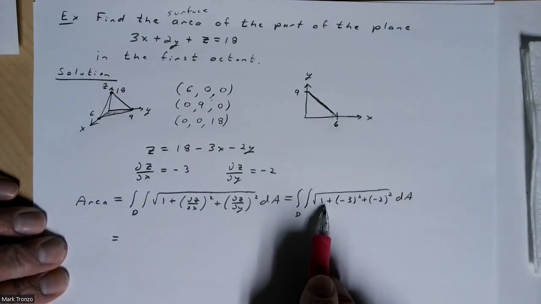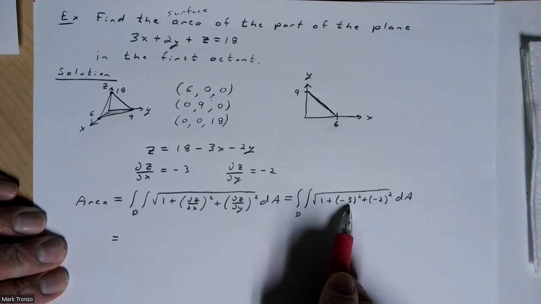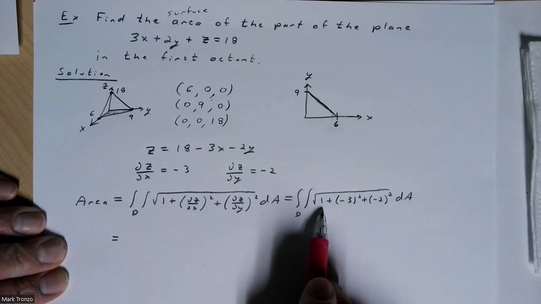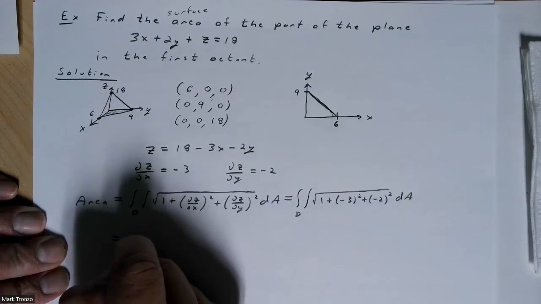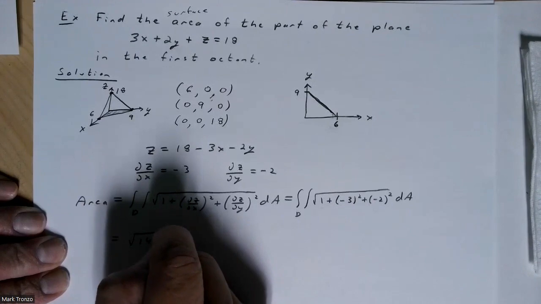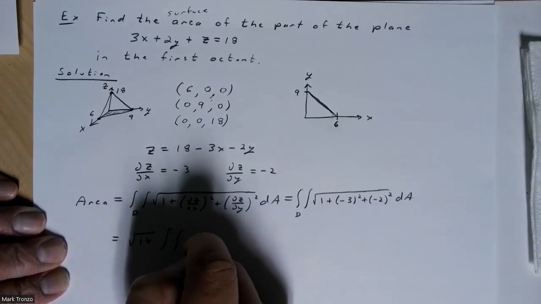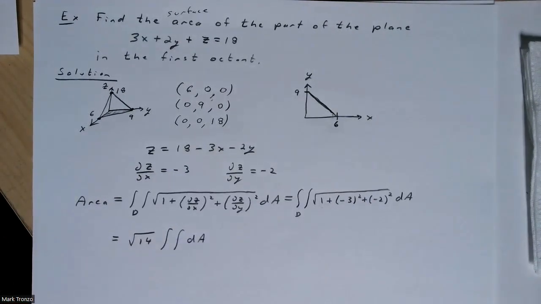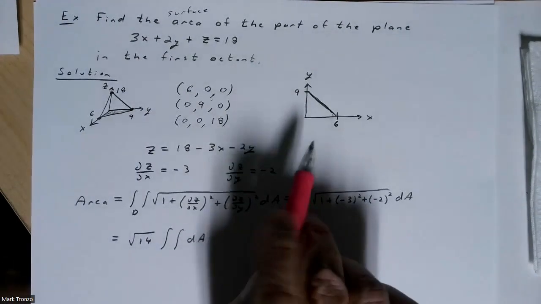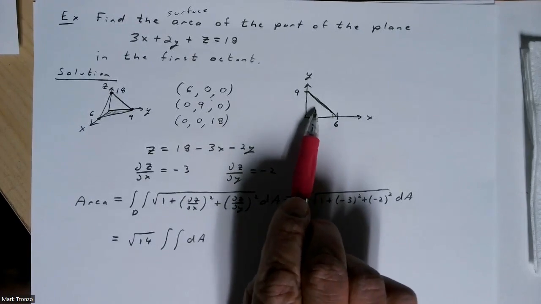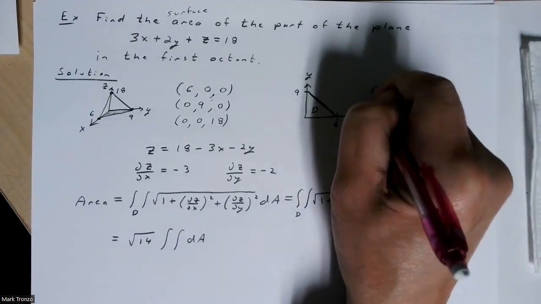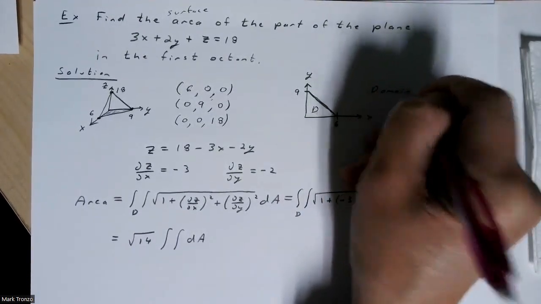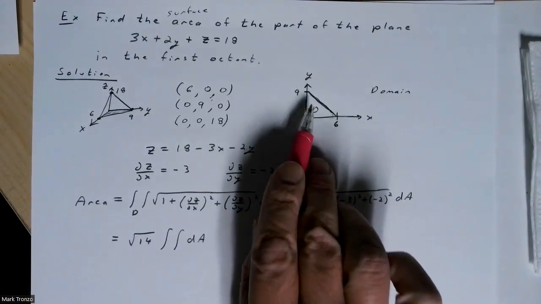And let's see what we have. This is going to be 3 squared, which is 9, plus 1 is 10. 14, square root of 14. Now, when you get to this point here, again, we could integrate, do the double integral over this region here, because remember, this is our domain D. And we could do the double integral as usual.